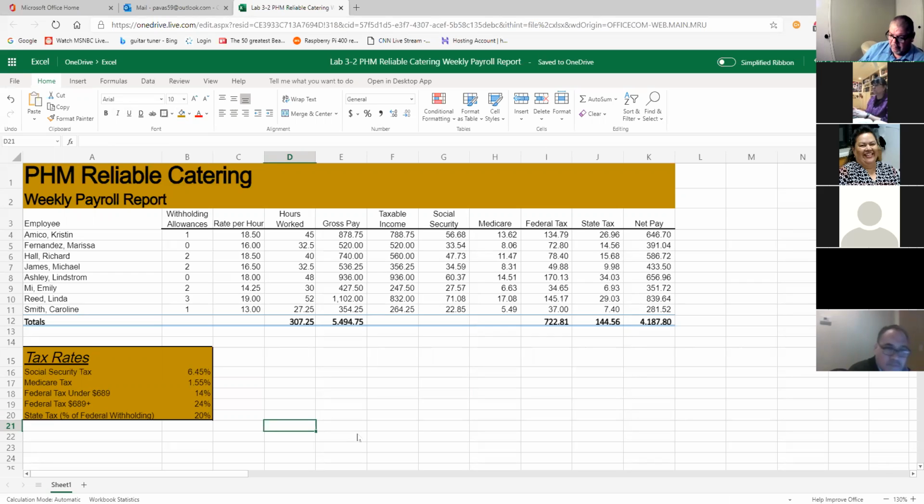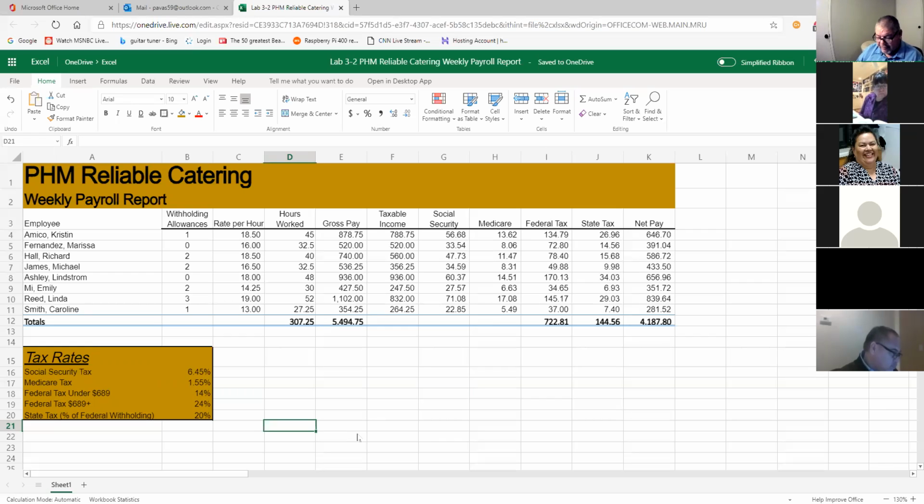What is the font for tax rates? It's on number 9. If you have your textbook, it's on number 9. It says change the font size on cell A1 to 28 point. Okay, what's the page number on the book? Page 182. Okay, thank you.